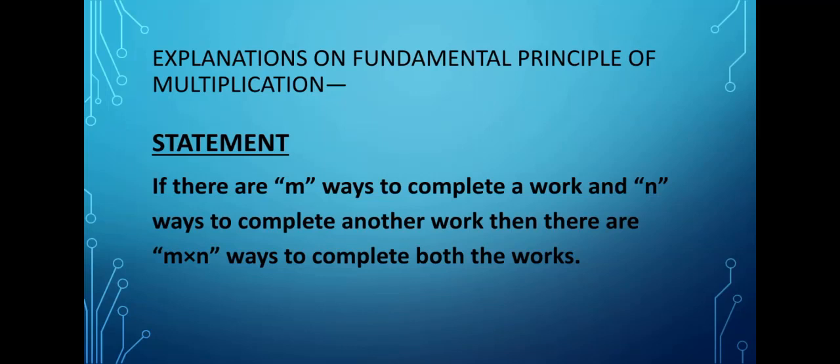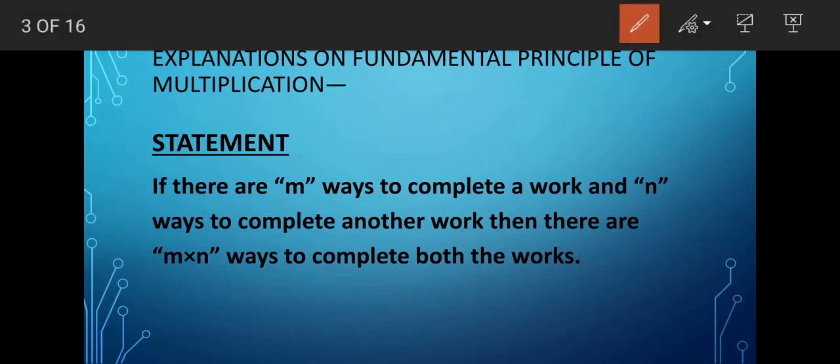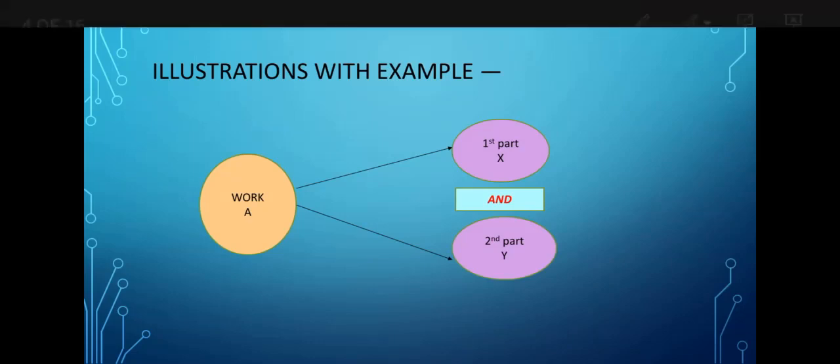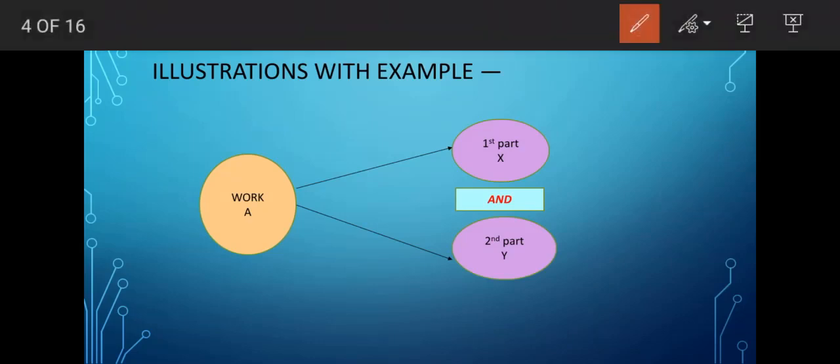The formal statement of this fundamental principle of multiplication is: if there are m ways to complete a work and n ways to complete another work, then there are m into n ways to complete both the works. Actually, this particular statement will be more clear if we proceed with the next section. So here goes an example, illustrations with example.